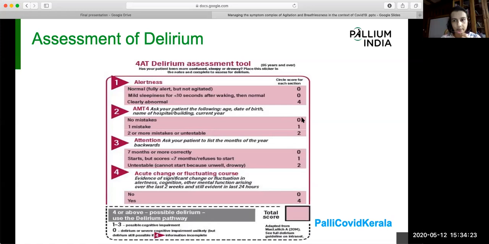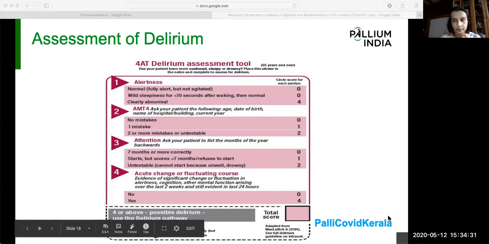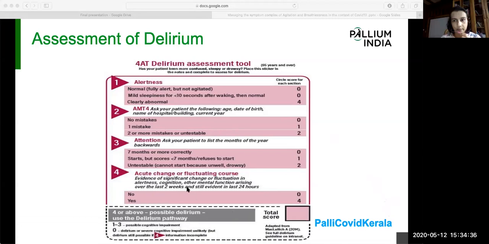And if they score 4 or more according to this scale, there's a possible delirium. And that's the clinical scale to assess delirium. So again, whether we are able to do this for all our patients depends on the clinical situation. But this is the simplest tool that's available.